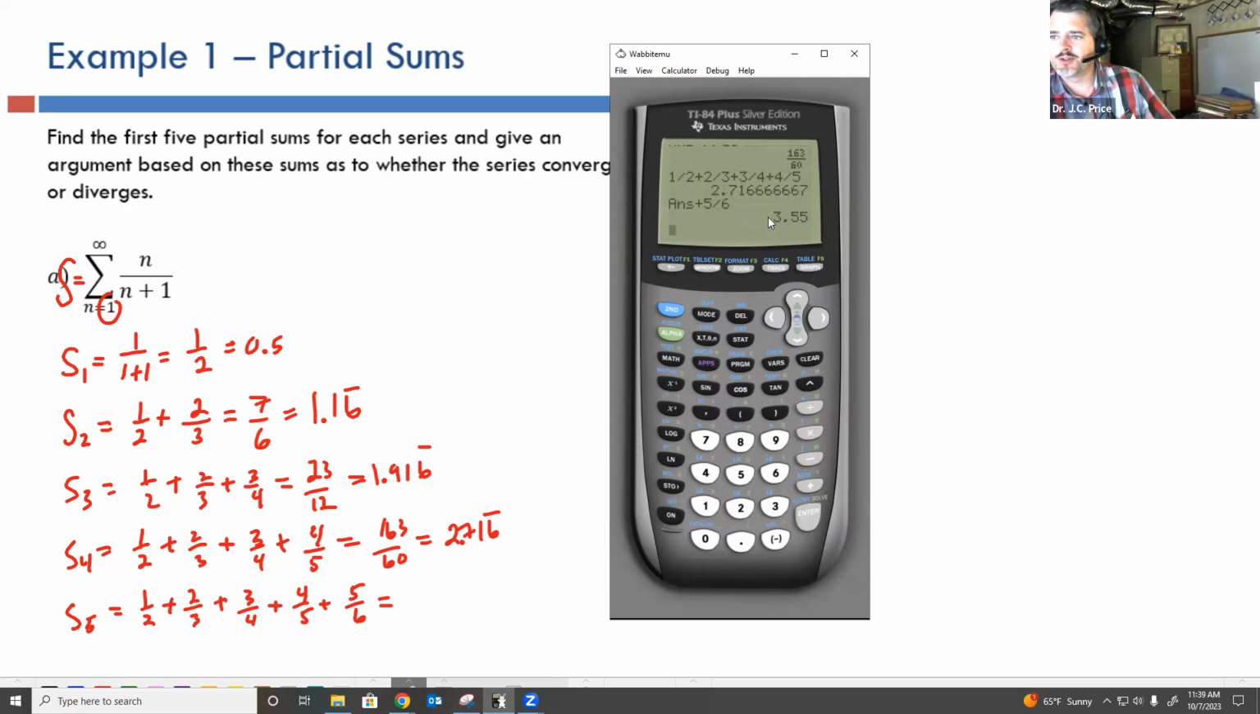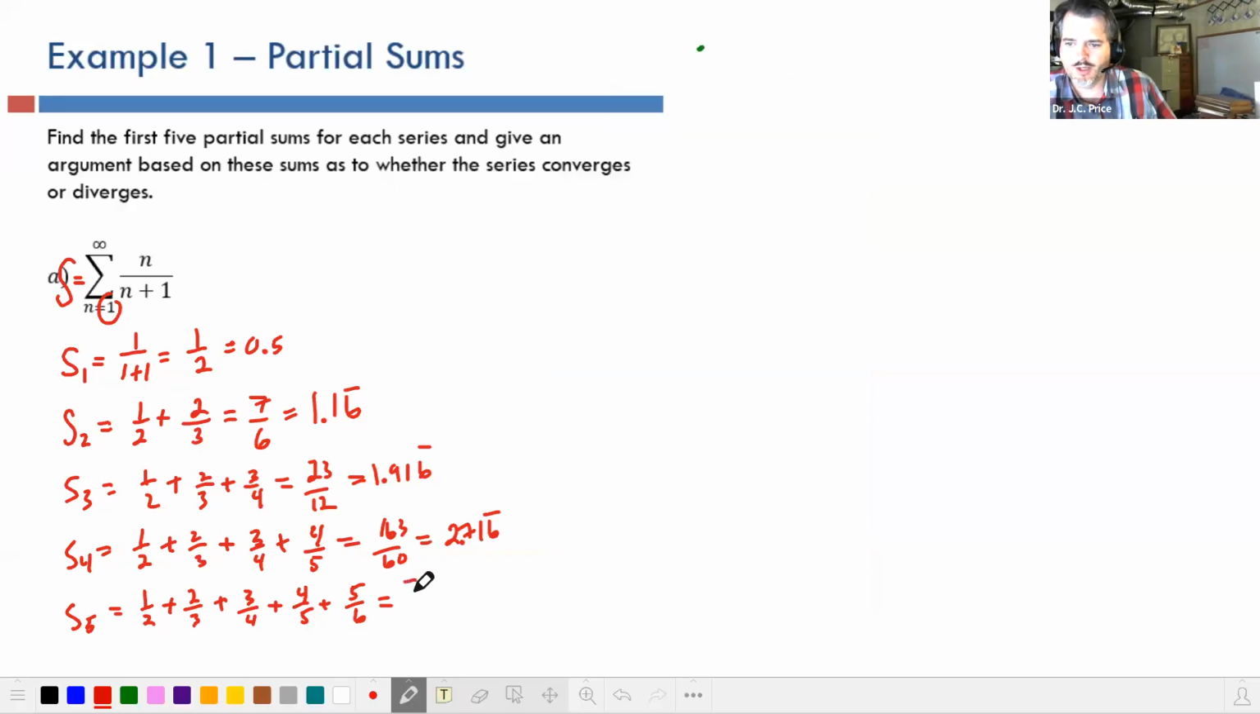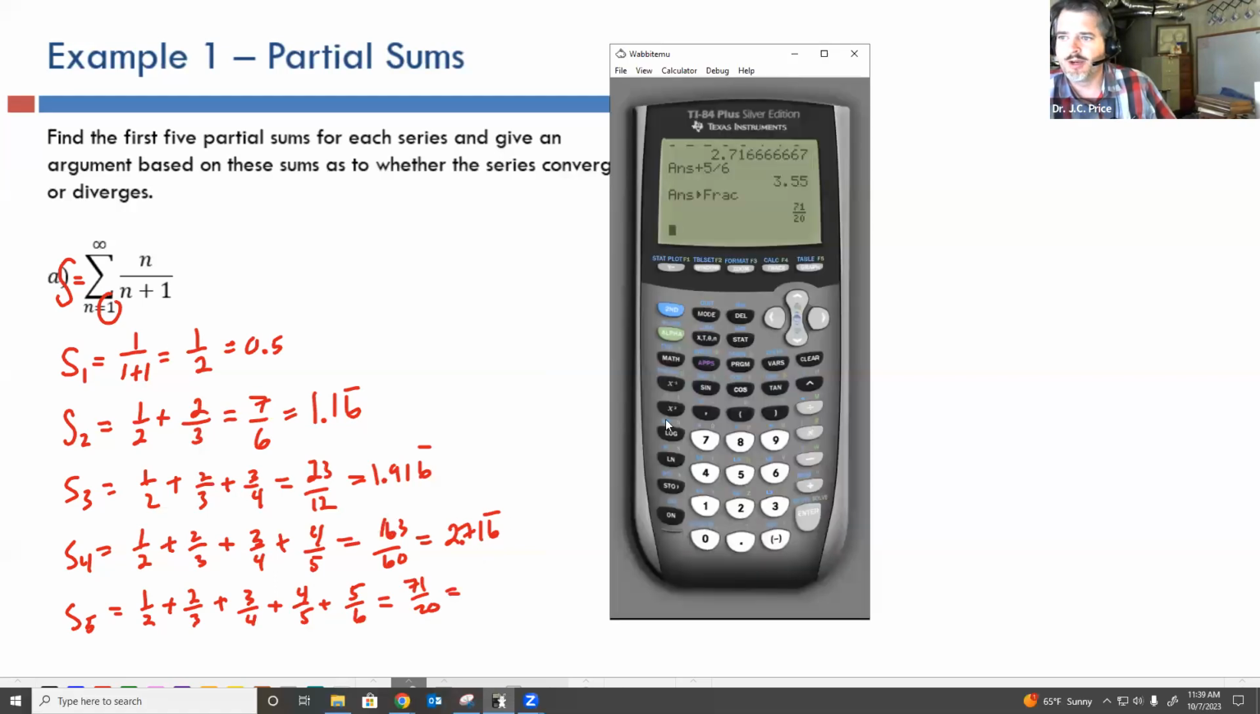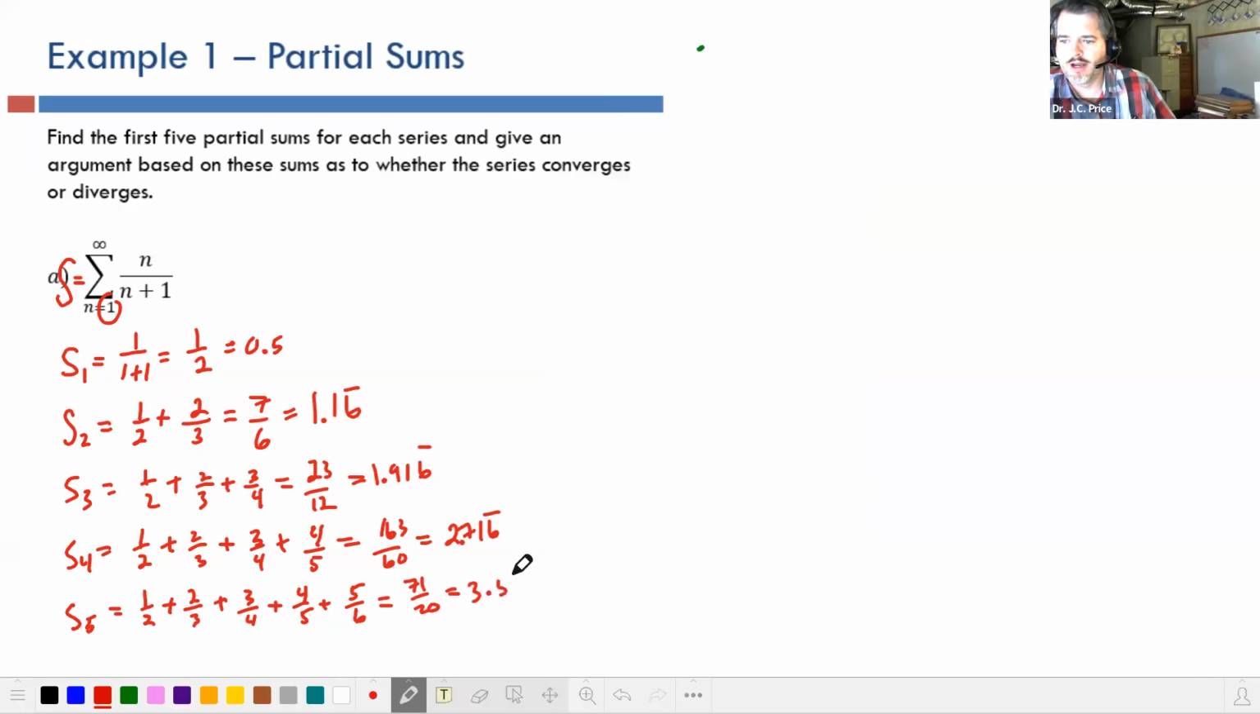I get this 3.55, which if I math frac it gives me 71/20. So I have 71/20 here, which is really equal to 3.55 again. All right, so we found the first 5 partial sums, just practicing what a partial sum actually is.